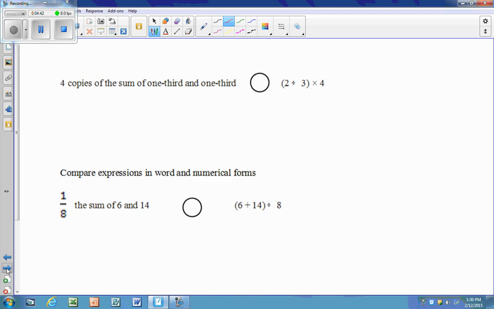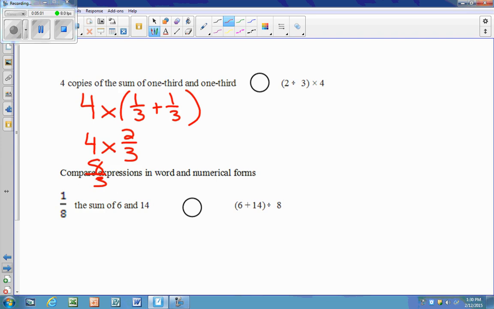Here's some more that we can compare. We have 4 copies. That means 4 times the sum of 1/3 and 1/3. So now we have 4 times 2/3, and we end up with 8/3, just like before. Over here, we have 2/3 times 4, which is also 8/3. So once again, we end up right here with something that's equal.